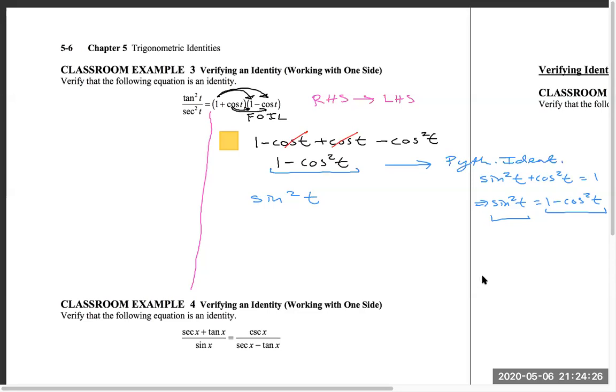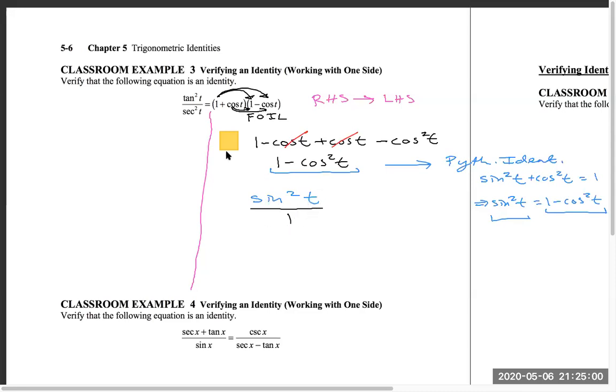Okay. And then this part takes a little bit of finessing. If you feel uncomfortable trying to work any further on this side, just go over to the other side and start trying to manipulate, turn tangent t into sine cosine terms, turn secant t into cosine terms, and see if you can get a match. But essentially what you want to do here, you can say, okay, well, I could put this over 1. Okay, that's allowed because, you know, this simplifies to sine squared t, right?